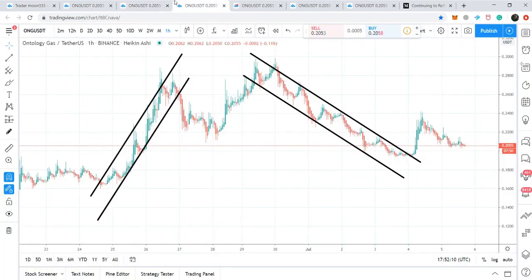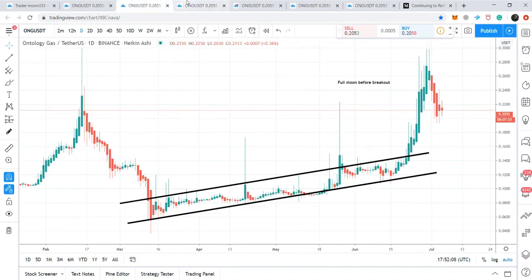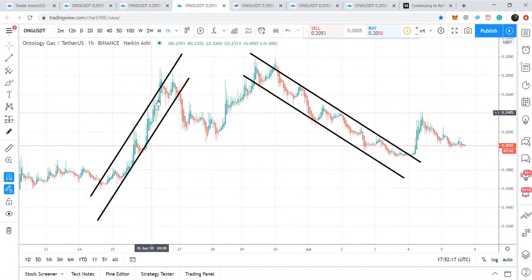Now, if we look at the other channels that were formed on the smaller time period charts after this breakout on the daily chart, first the price action formed this up channel and broke down the support of the channel, and finally the price action formed another down channel, and at this time the price action has broken out of the resistance of the channel as well, and at this time the price action is in correction mode on the hourly chart.